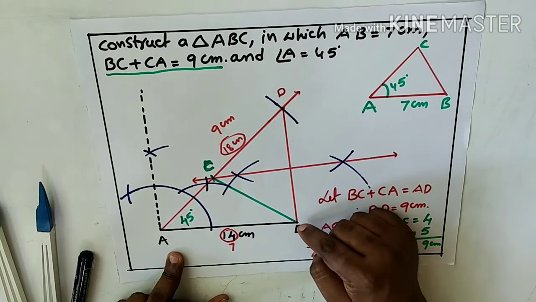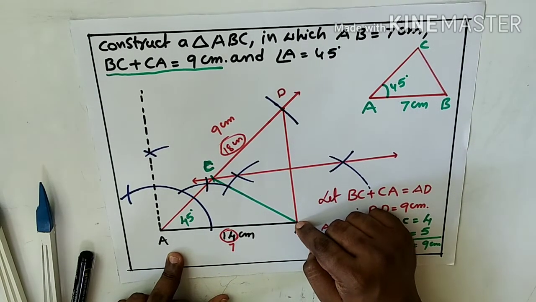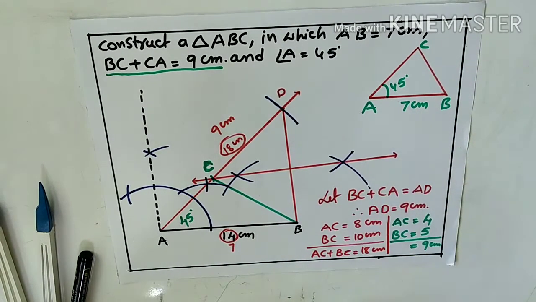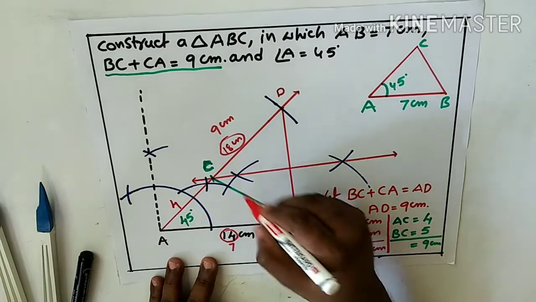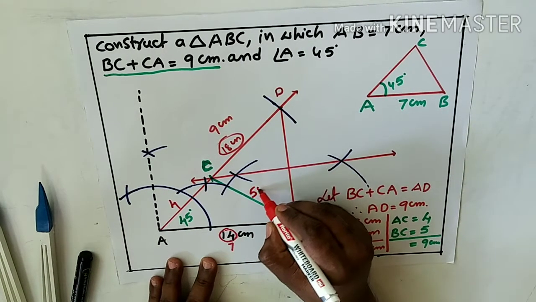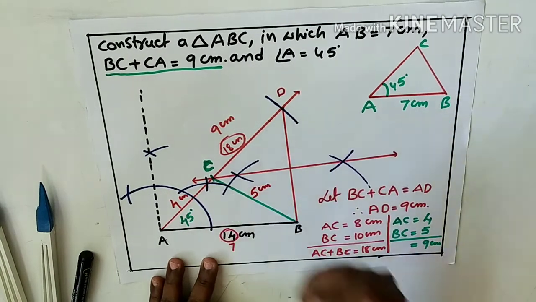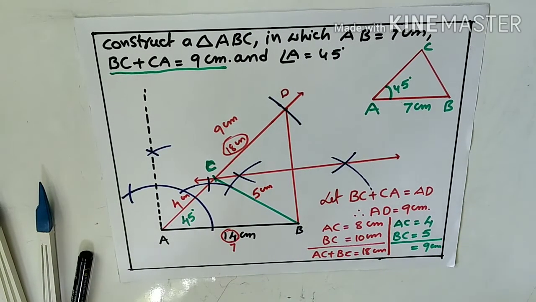Join BC. Therefore, ABC is the required triangle where AC is equal to 4 centimeters, BC is equal to 5 centimeters. Okay.